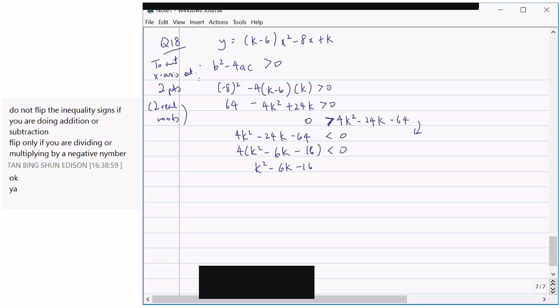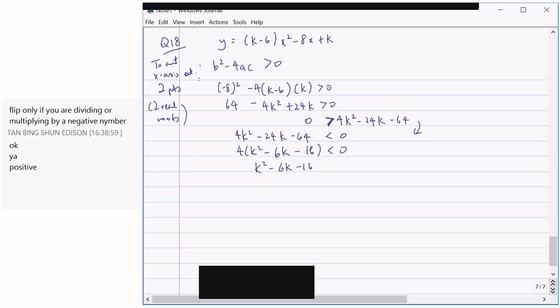Okay, you see, I'm dividing by 4. If I divide by 4, is 4 positive or negative? So if I divide by a positive number, the sign should not change. You only change the sign if you divide or multiply by a negative number. Okay? So you see my alligator, the mouth is still facing the 0. Okay?